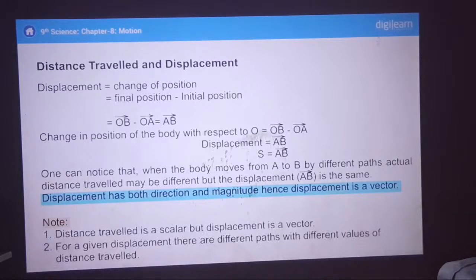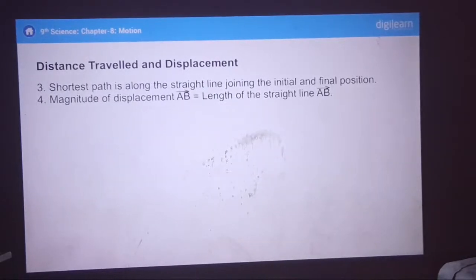Note 1. Distance travelled is a scalar, but displacement is a vector. Second, for a given displacement, there are different paths with different values of distance travelled. Third, shortest path is along the straight line joining the initial and final position. Fourth, magnitude of displacement vector AB is equal to length of the straight line AB.